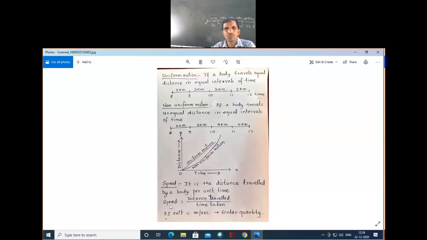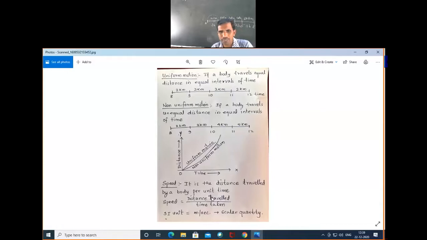So next we'll move to speed. Already you have learnt about speed, average speed, velocity, average velocity, and the difference between speed and velocity. Understood? So we'll see that. So speed means what? It is the distance traveled per unit time. It is the distance traveled by a body per unit time.